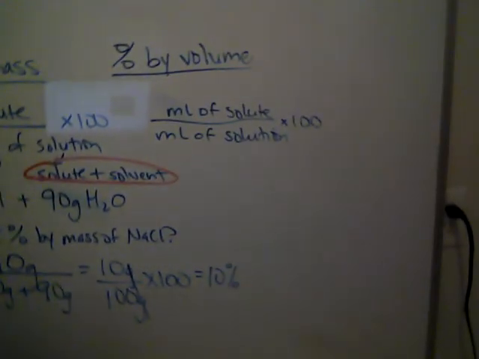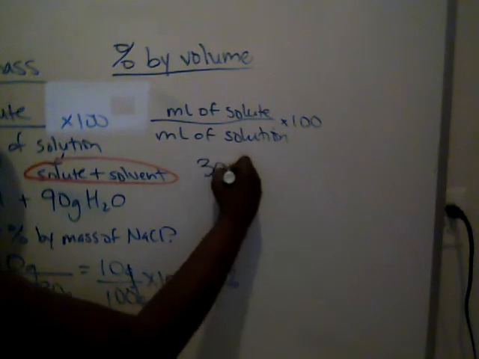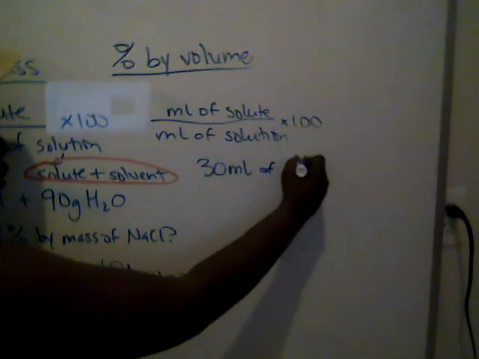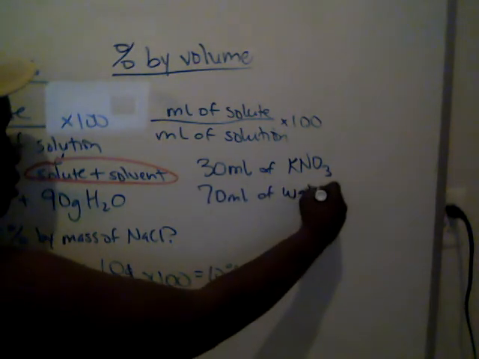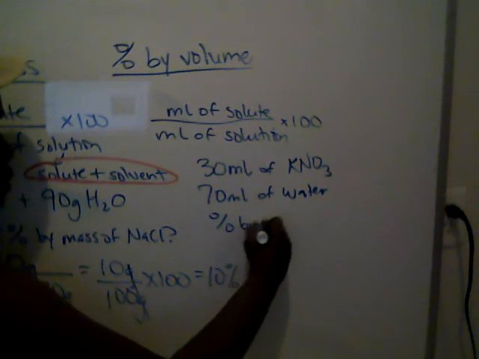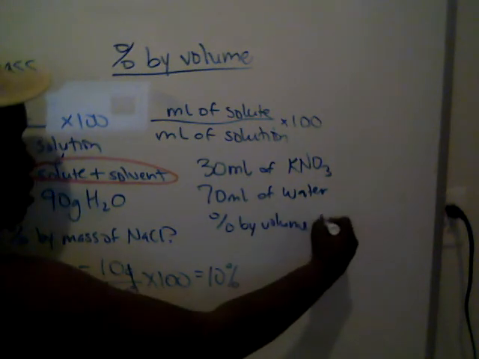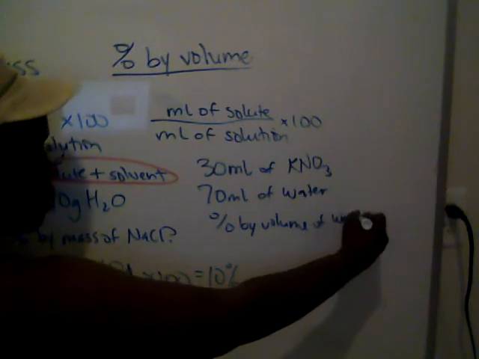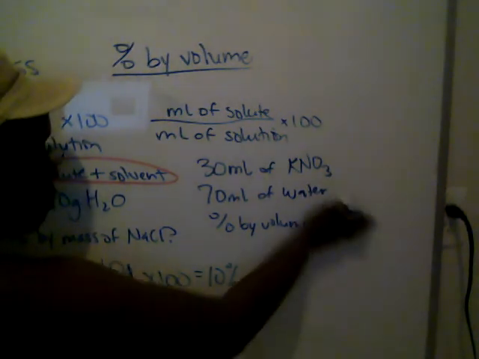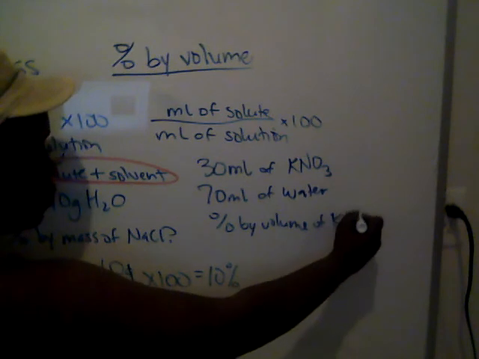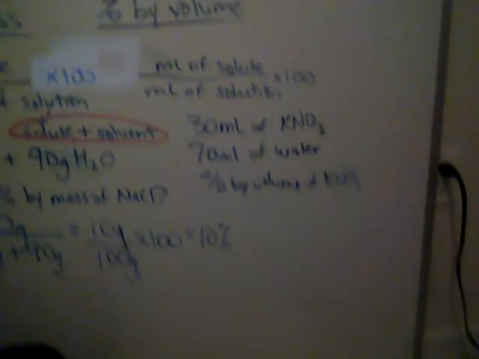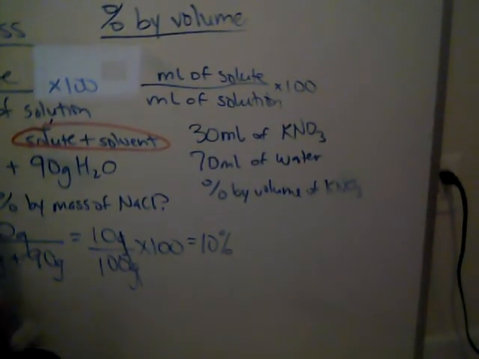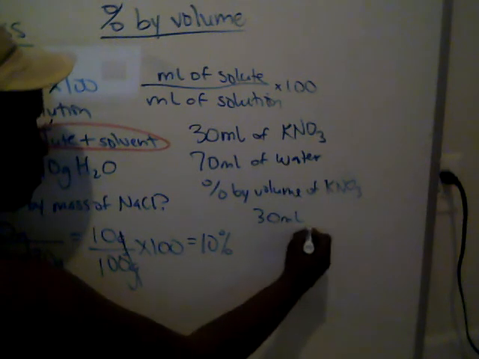If we look at a percent by volume example, let's say we had 30 milliliters of KNO3 and we had 70 milliliters of water. And they want to know what's the percent by volume of KNO3. Usually for percent by volume they only ask for the solute. So we tackle it the same type of way. We're going to put the volume information for KNO3 at the top. So that's 30 milliliters over.